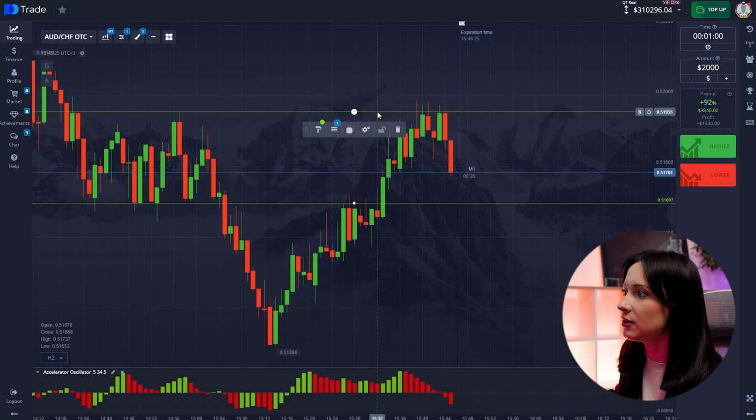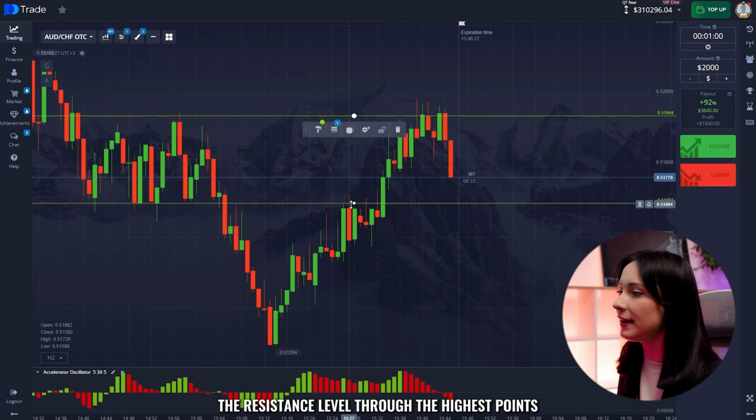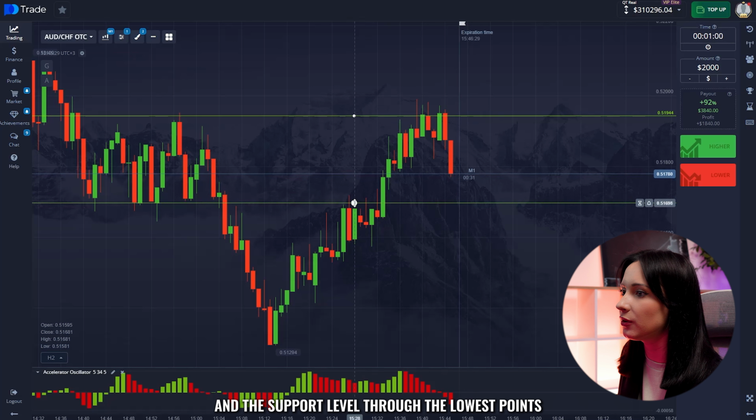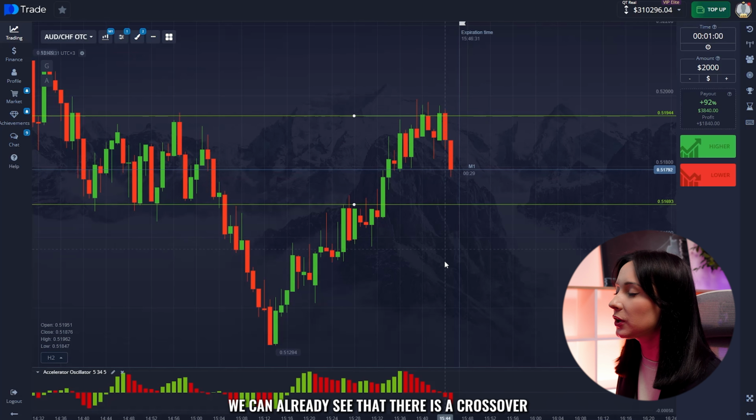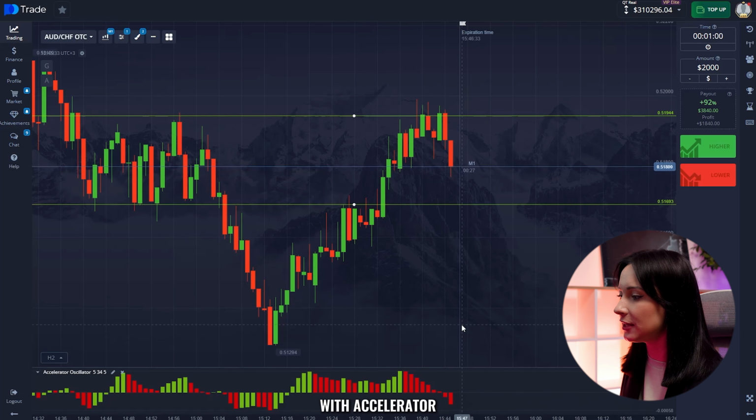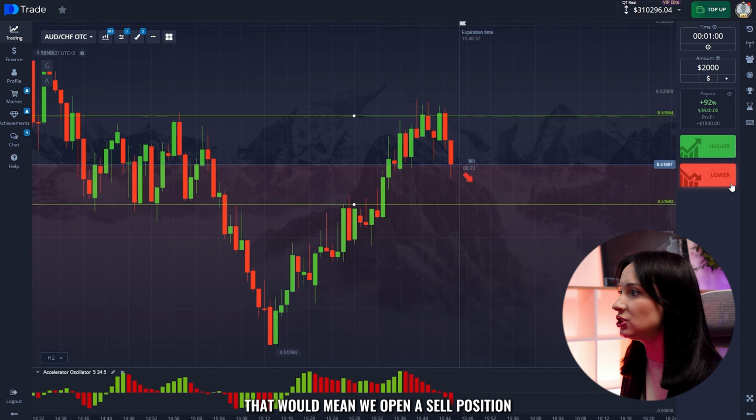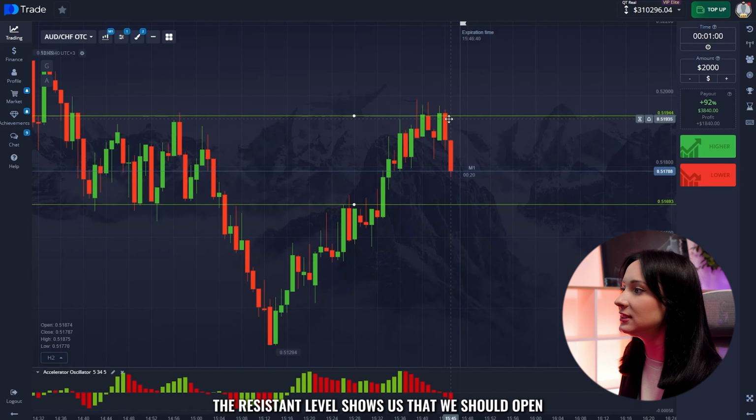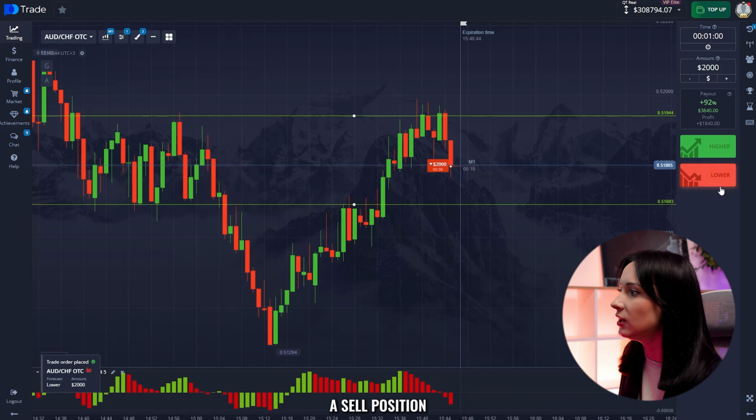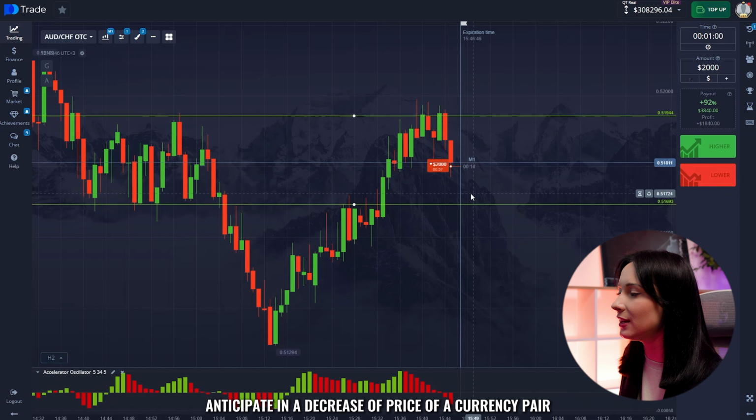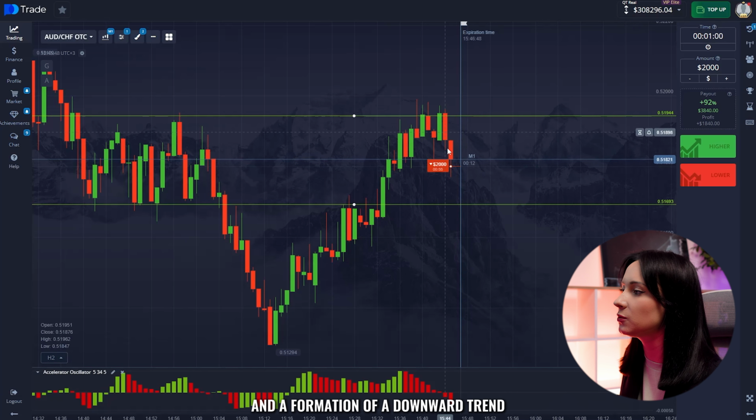So here's the resistance level through the highest points and the support level through the lowest points. We can already see that there is a crossover when the accelerator oscillator crossed below the zero line. That would mean we open a sell position, and also the resistance level shows us that we should open a sell position, anticipating a decrease of price of a currency pair and a formation of a downward trend, which we already seen.